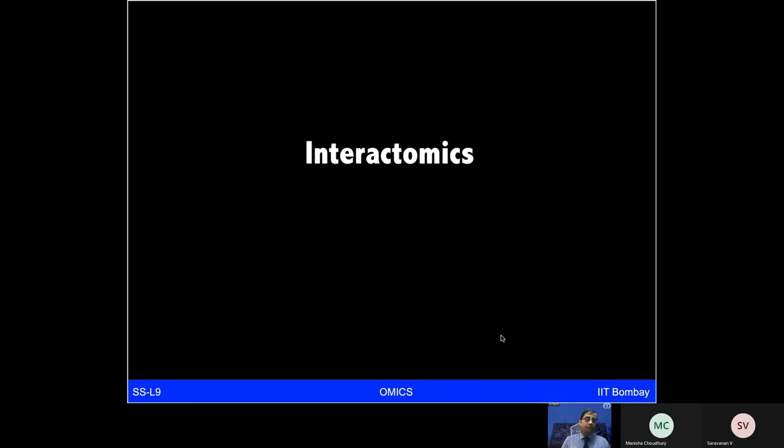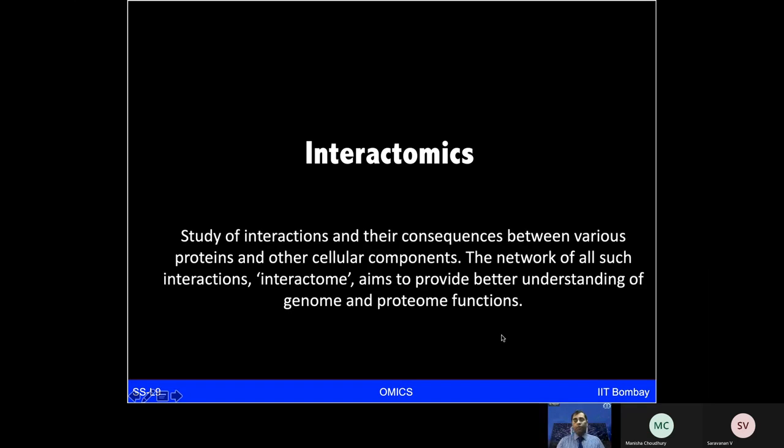So what is interactomics? As the name says, you are looking at different technologies and how to utilize them to capture biomolecular interactions. Interactomics is the study of these biological interactions and their consequences between various proteins as well as other cellular components. Sometimes these interactions could be just protein-protein. It could also be protein-DNA, protein-carbohydrates, protein-lipids, small molecules. This network of all such interactions, or the interactome, aims to provide a better understanding of genome and proteome functions.